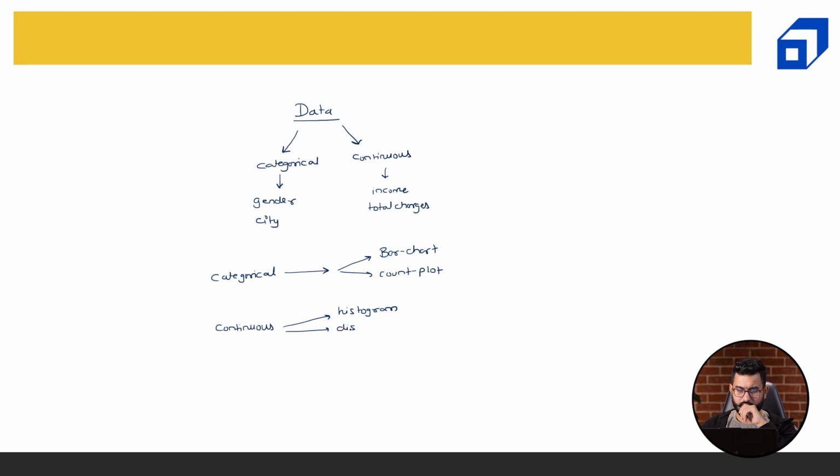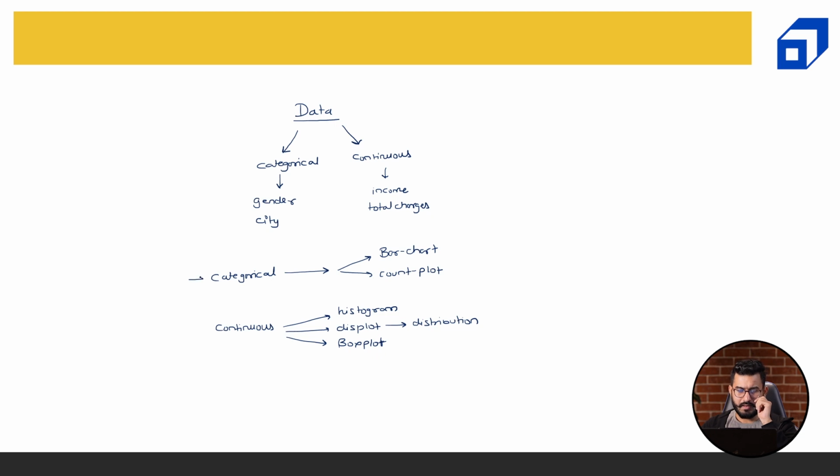One is the displot, which is used for plotting the distributions. And the third one is the box plot. My personal favorite is the box plot, because a box plot essentially answers all your questions and you don't even need the histogram and displot. I personally love plotting box plots.